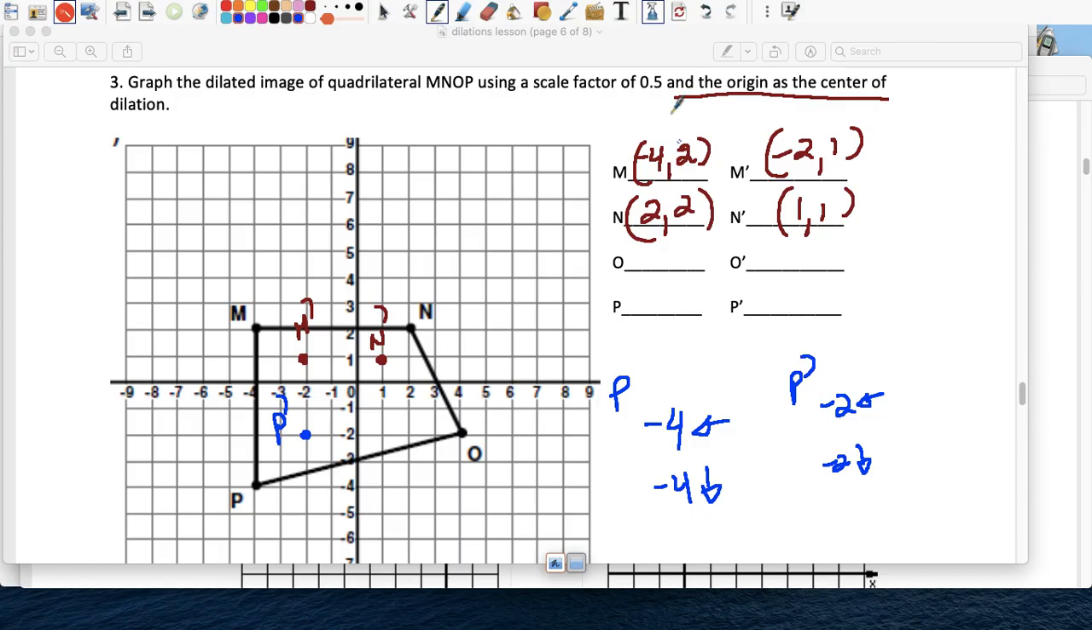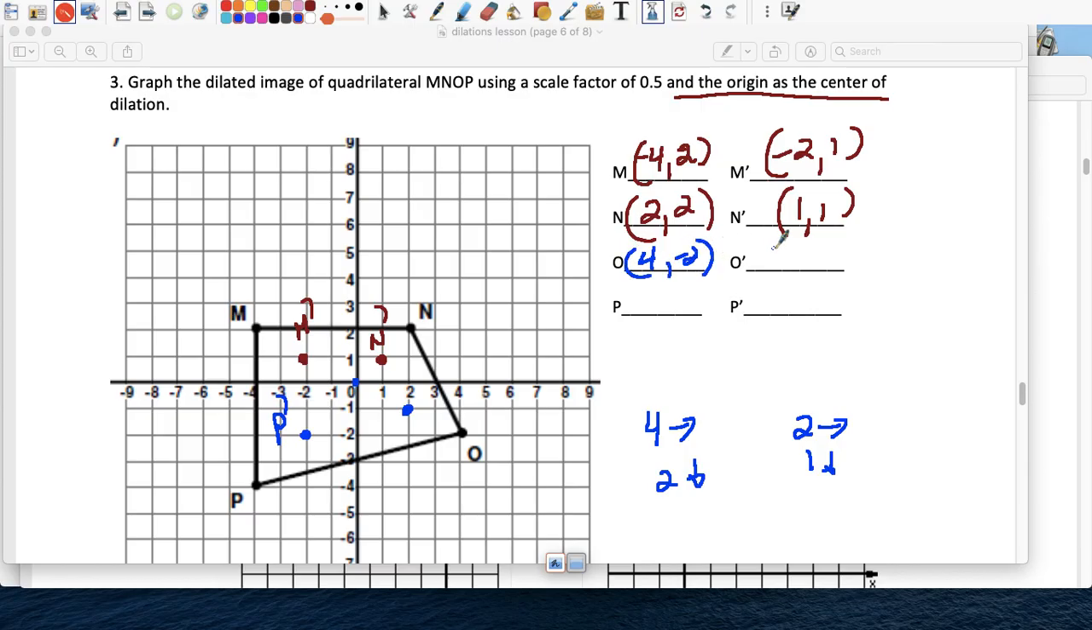Point Q, it's 4 to the right. So think about from the origin, you walk 4 to the right and 2 down. Cut that in half. Instead of going 4 to the right, we're going to go 2 to the right and 1 down. So we're going to go 2 to the right and 1 down, and that's going to bring us here. So point Q, what's this? Point Q is 4, comma, -2. It's going to be 2, comma, -1.